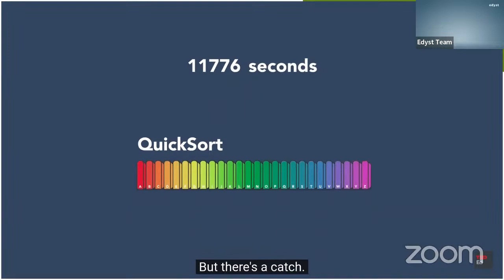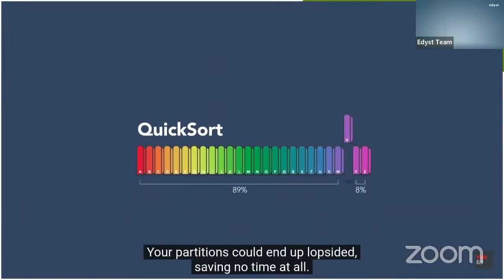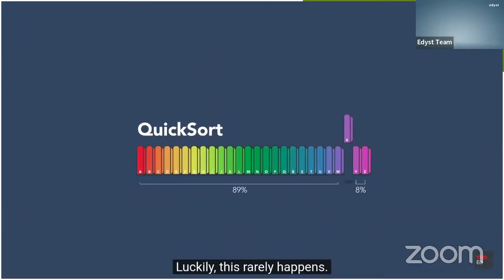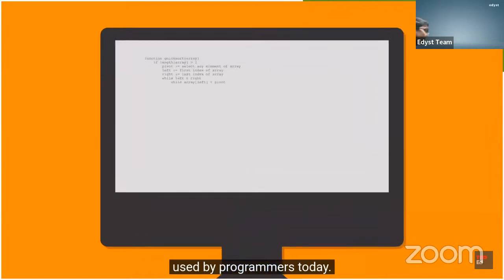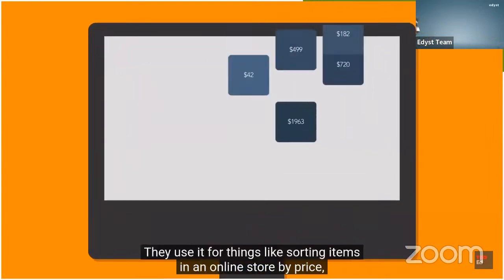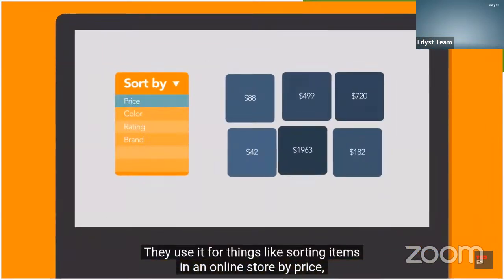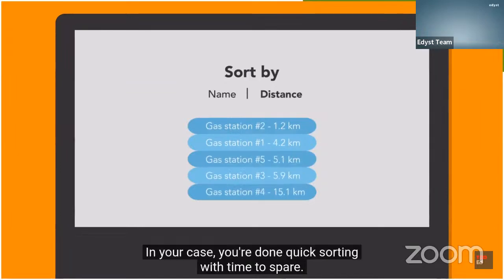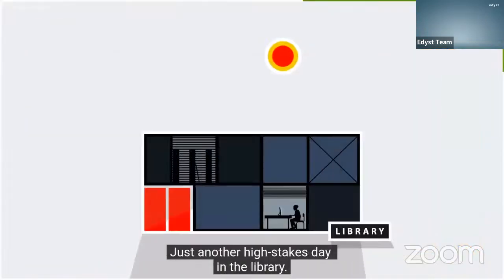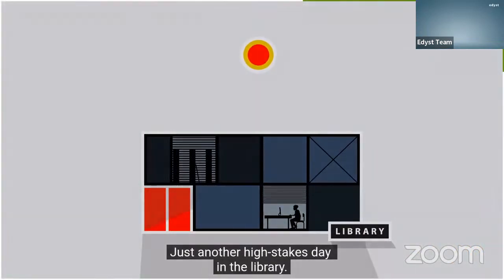But there's a catch. Your partitions could end up lopsided, saving no time at all. Luckily, this rarely happens. That's why quicksort is one of the most efficient strategies used by programmers today. They use it for things like sorting items in an online store by price, or creating a list of all the gas stations close to a given location, sorted by distance. In your case, you're done quick sorting with time to spare. Just another high-stakes day in the library.